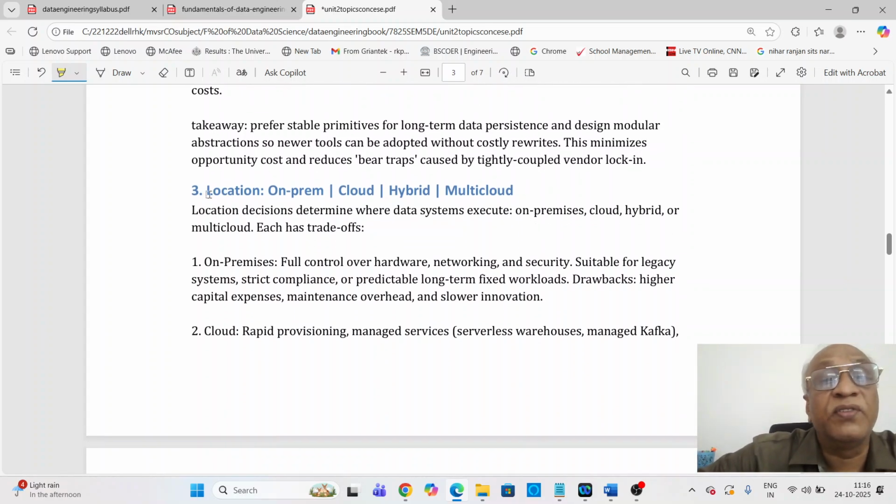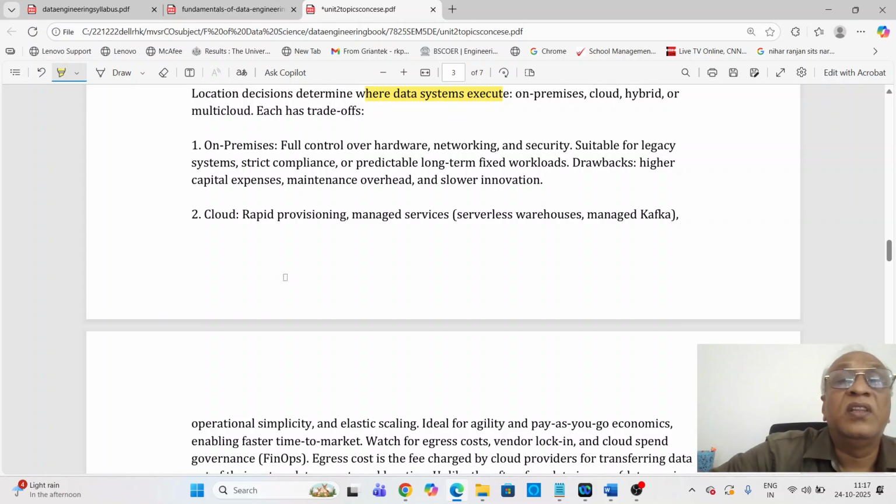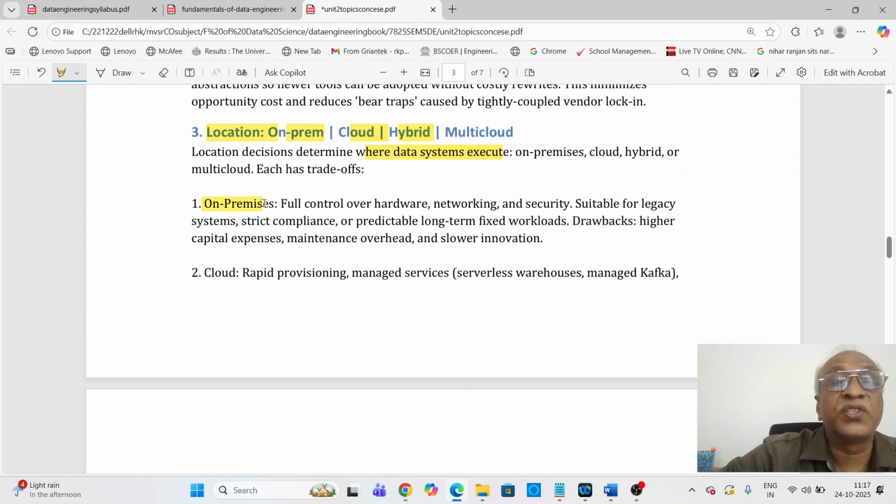Now coming to the location, location as in it determines where data systems execute. Are they being executed on premise, on the cloud, or are they hybrid, or multi-cloud? Suppose you are saying the data systems are executed on premise. So on premise means the organization has full control over hardware, networking, security. So usually these are suitable for legacy systems, strict compliances, predictable long-term fixed workloads. What are the drawbacks? More expenses, more maintenance overhead, slower innovation.